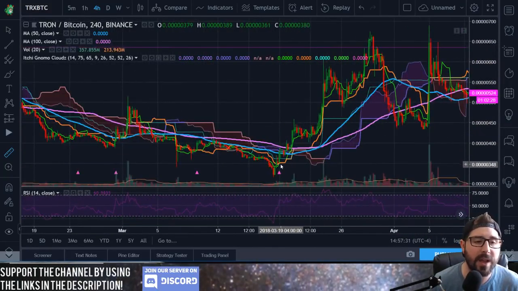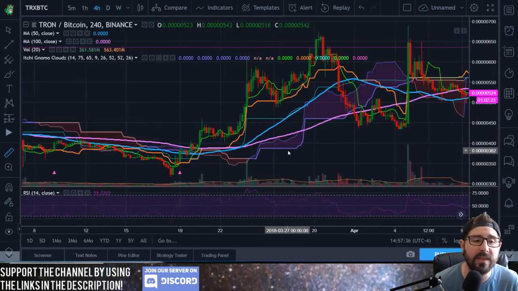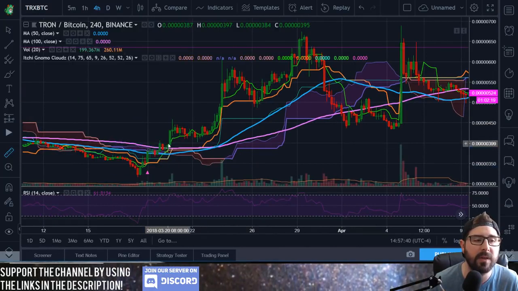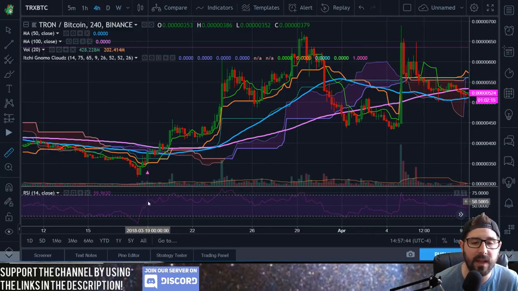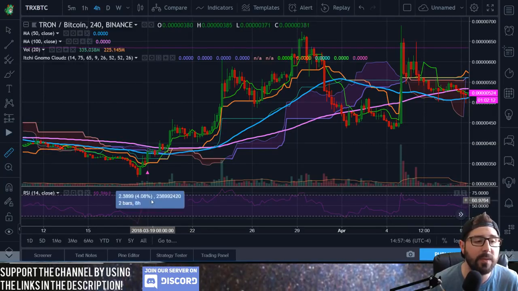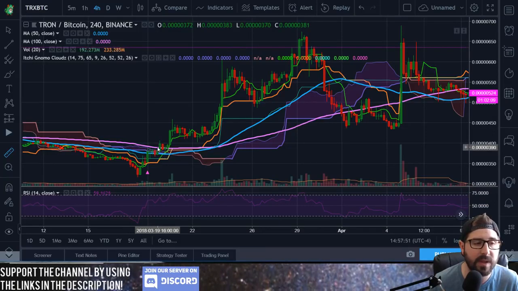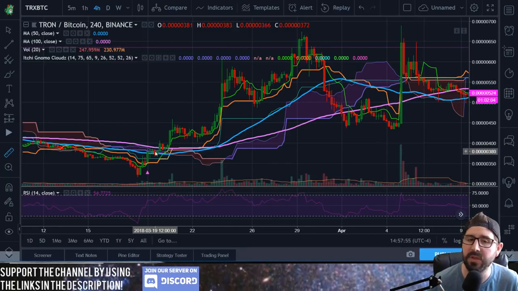So if you see a break through the cloud, that's usually considered a really good thing. If you see this happen right here, if you see us come from underneath and break through the cloud, that's a really good confirmation. Right here, you can see we're not even at 70 RSI yet. This would be a fantastic place to enter a trade. Anywhere in here would be a fantastic place. And with a stop loss in place, you're good.